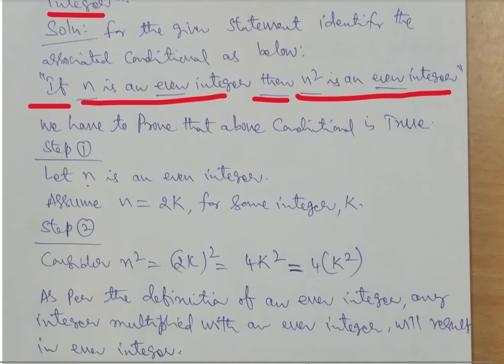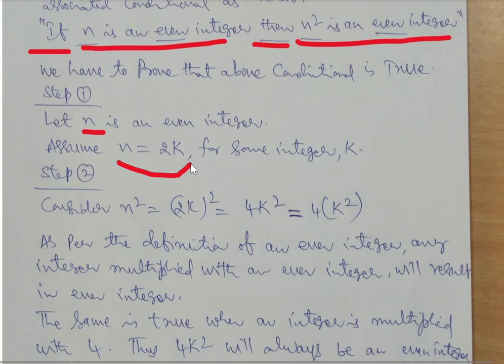So step 1, assume n is an even integer. An even integer is like this, n equals 2k. For an odd integer there will be a plus 1; for an even integer, the plus 1 will not be there. You take any value of k: 2 into 0 is 0, 2 into 1 is 2, 2 into 100 is 200, 2 into 21 is 42. Whether you take odd or even, you will always get an even number when you multiply with an even number. So this is the definition of an even number or even integer.